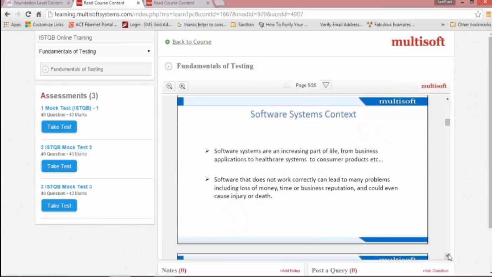So then if we look at the software systems context, the software systems are an increasing part of life, from business applications to healthcare systems to consumer products, etc. So now we cannot even imagine if there is no software. Obviously our lives would be very miserable, because nowadays all the software has become an integral part of our human lives.